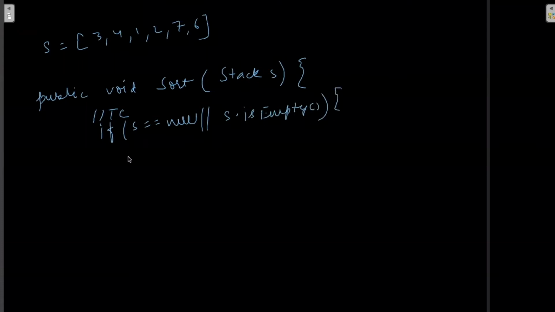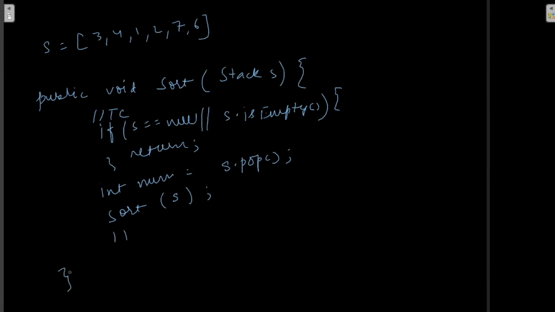If this is either of the case, then in that case, I just return, I don't do anything else. Okay. And let's try to pick the element here. Int number equals s dot pop. And I call this recursively again. So, and I'll write something here. But before that, let's try to understand what is happening as of now.